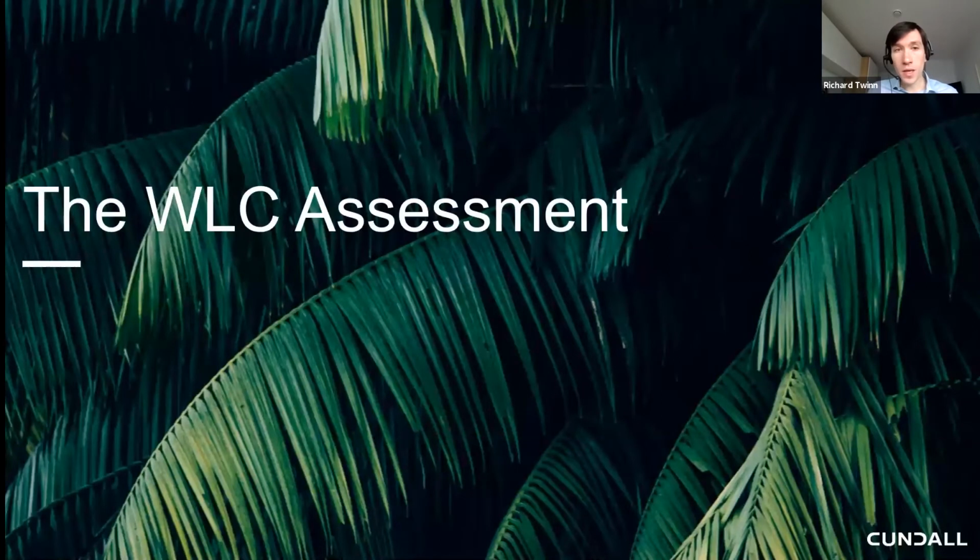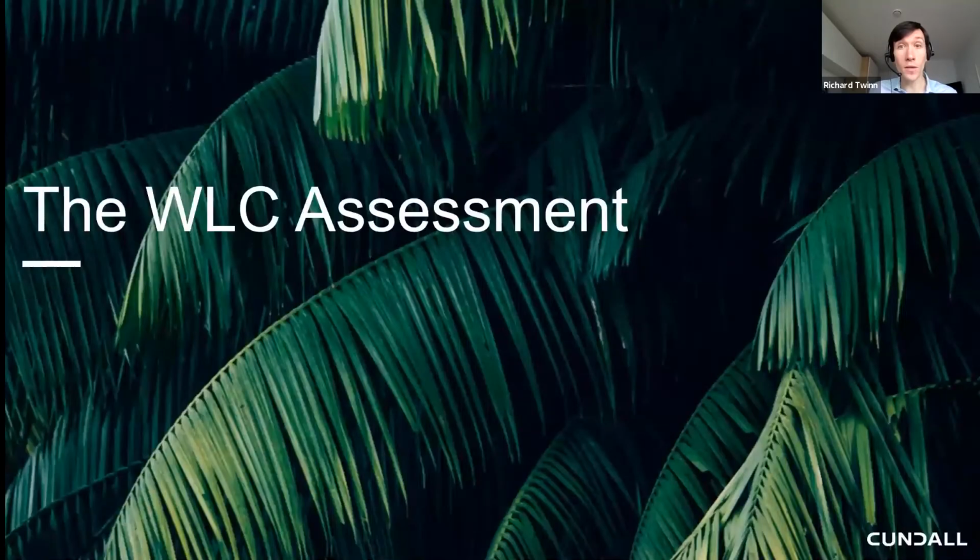So that's enough from me in terms of context. I will hand over now to Sarah, who will take you through the basics of whole life carbon assessment.